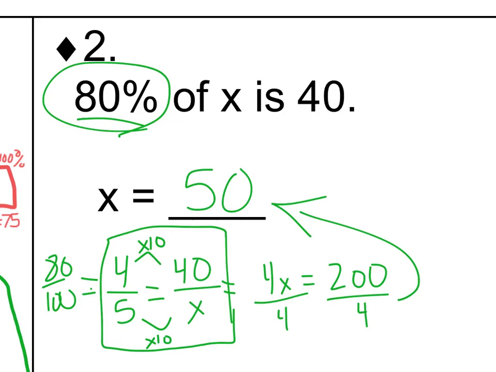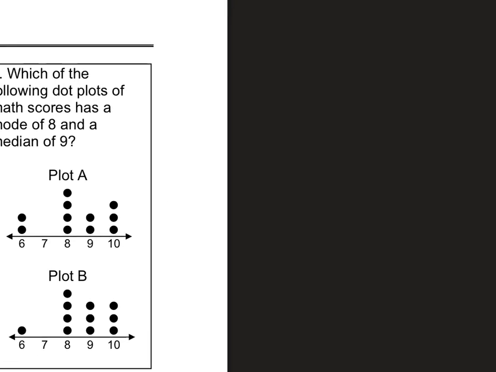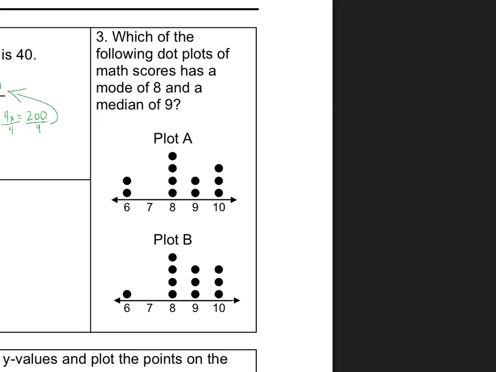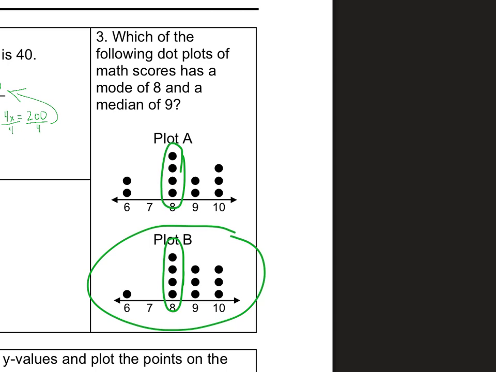For number 3, it's plot B. Plot B, because they both have a mode of 8, right? 8 is the mode, the most popular, the one with the most. And they both have that, but the median of 9 would not be A, because when you cross off these two, and then you cross off this one, you cross off this one, you cross out these two, you can cross out these two, and you're still left at 8. On plot B, if you work your way out to the middle, there's 1 and 1, right?